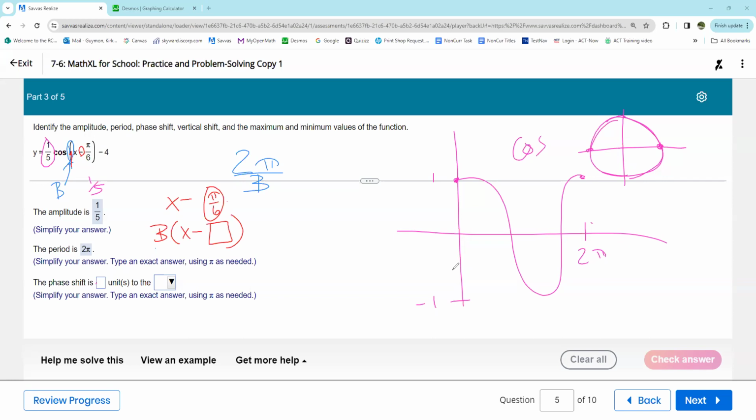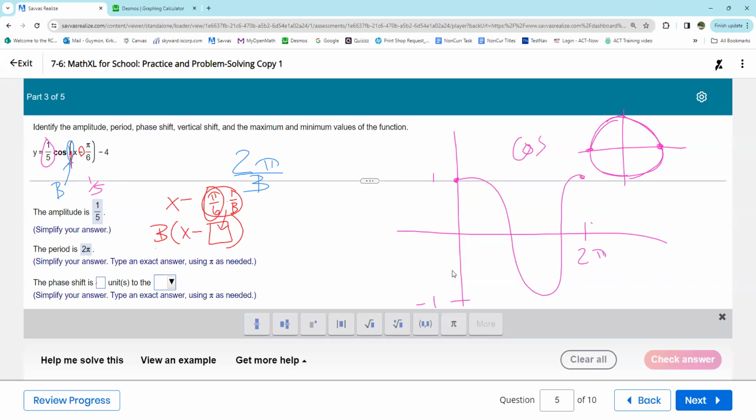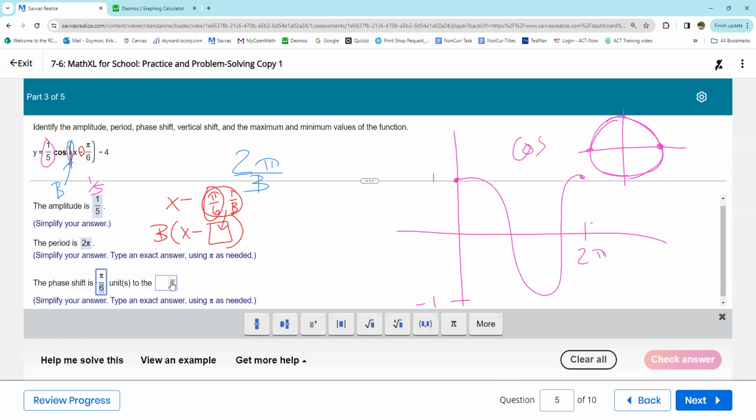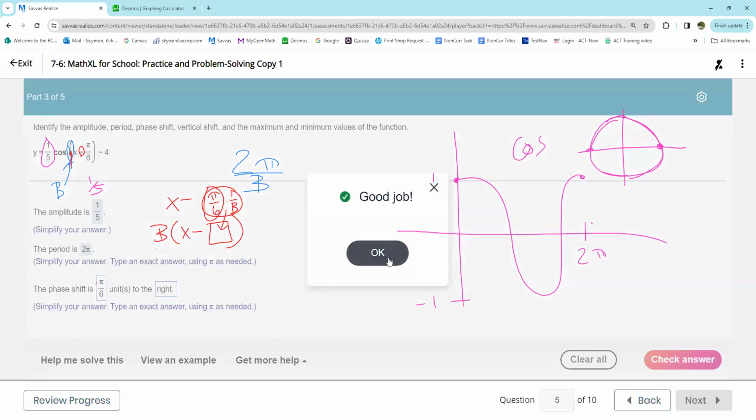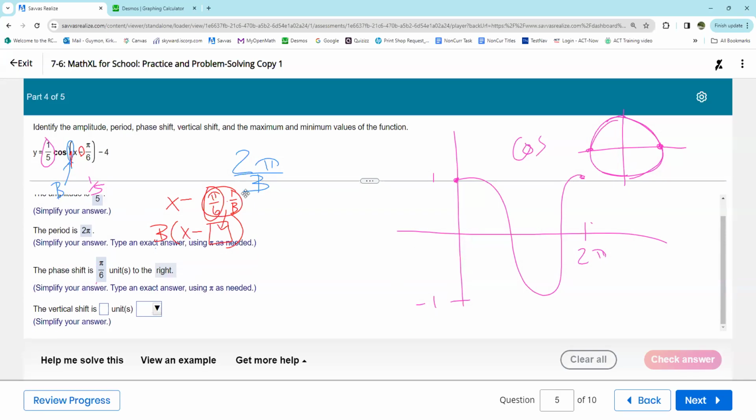So this is going to be times 1 over b to get what would go in here for your phase shift. We don't have anything there on this one, so it's just the pi over 6, and minus is to the right. So in that pull down menu, we're going to pull it down to the right, but let's put our pi over 6 in here. Pi over 6 and to the right. And check that.